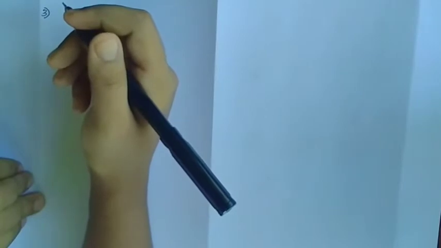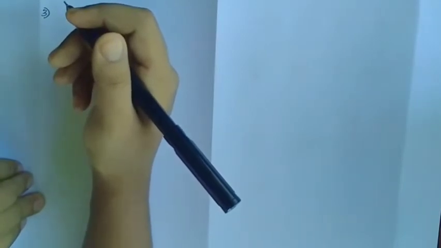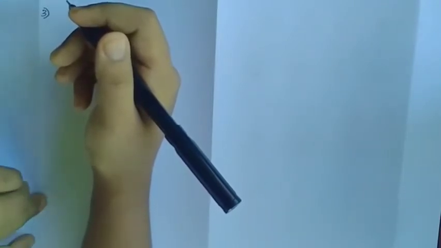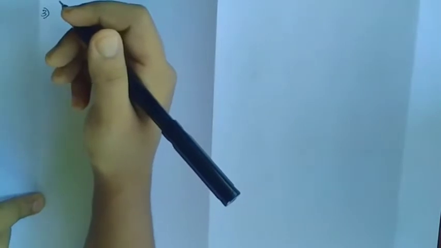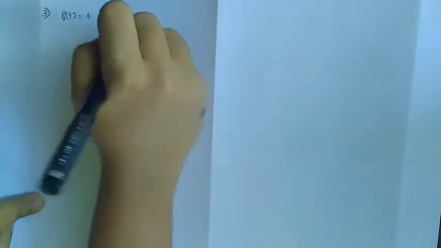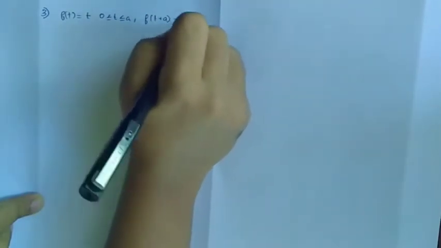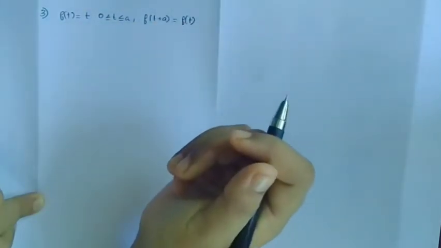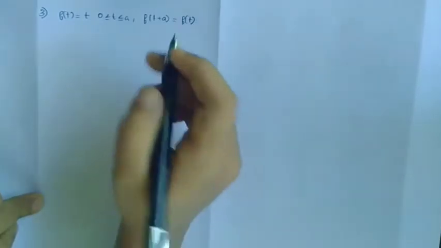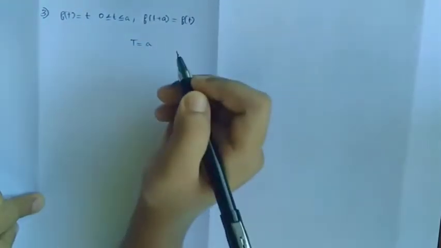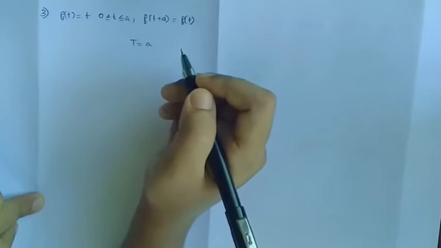Today we will be doing some questions on Laplace transform. The first question I have given in the video itself. Please pause the video to view the question, and I'll read it now. The Laplace transform of a periodic function f of t equal to t for 0 less than or equal to t less than or equal to a, and f of t plus a equal to f of t. From here we know that this function is periodic with period T equal to a, because it is repeating itself after the interval a.